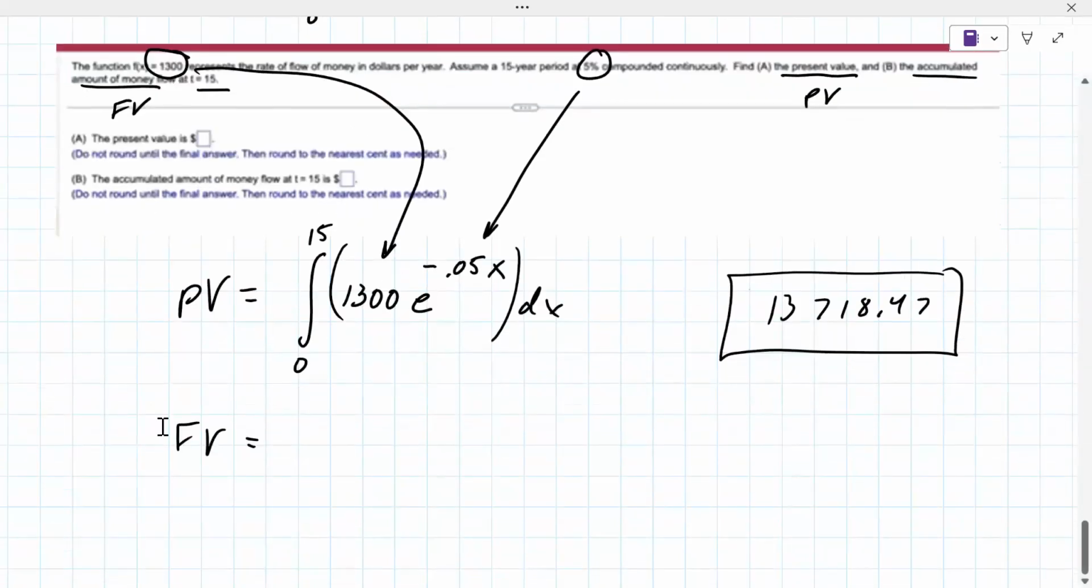Future value is very similar, but not the same. So it's 1300. And then this time, it's a slightly different formula. Let me go grab it.